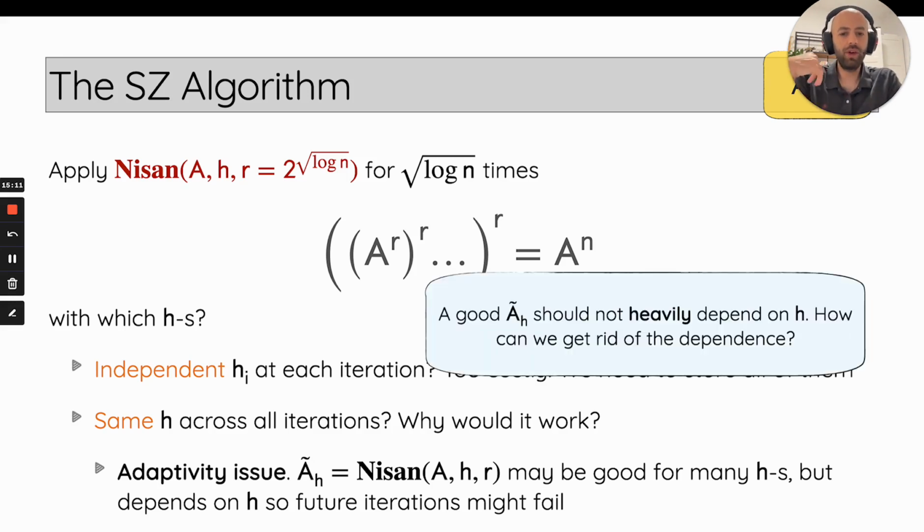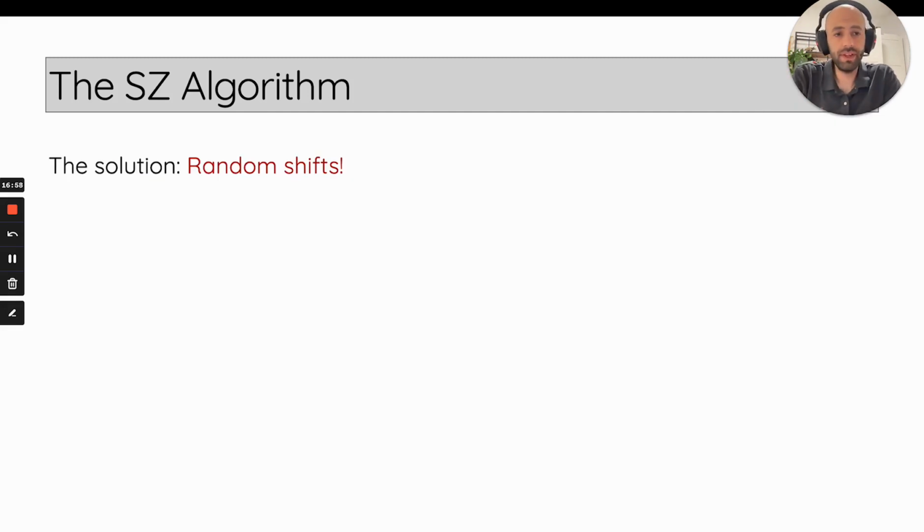But a good output of Nissan's algorithm should not heavily depend on h, right? Because it approximates some quantity that does not depend on h. So how can we get rid of the dependence? And this is what Saks and Zhou solved in a beautiful manner. So what they did is they used random shifts.